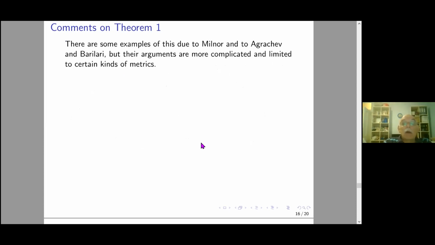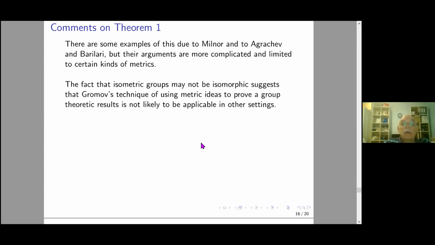So let me comment about this. Actually, there are some examples of this one due to John Milnor from the 1970s, and then to Agrachev and Barilari from roughly 2005 or something. But these guys produce rather more complicated arguments and difficult metrics.